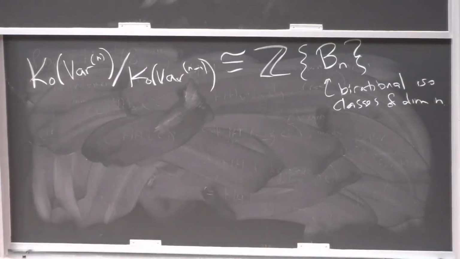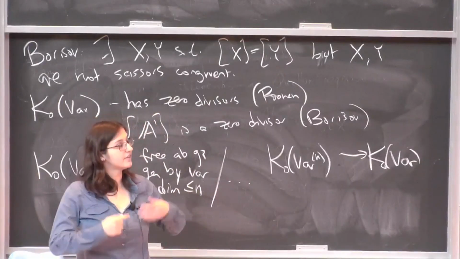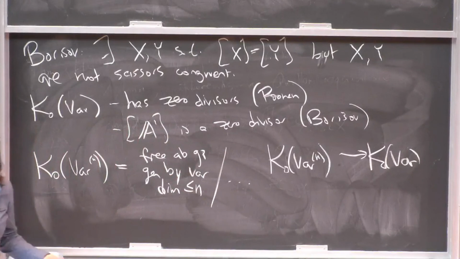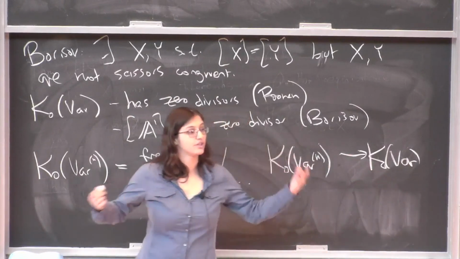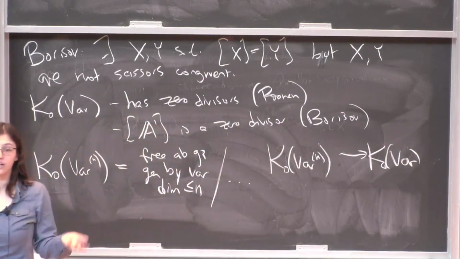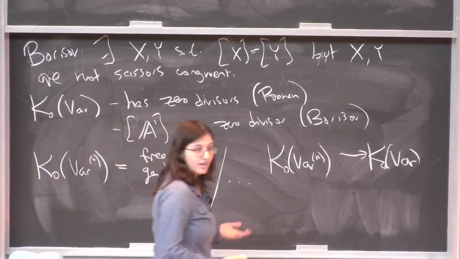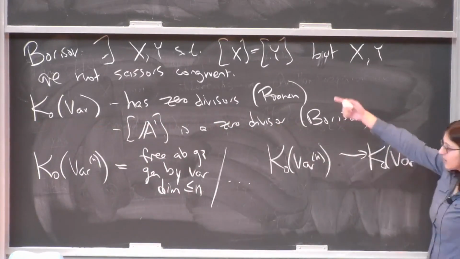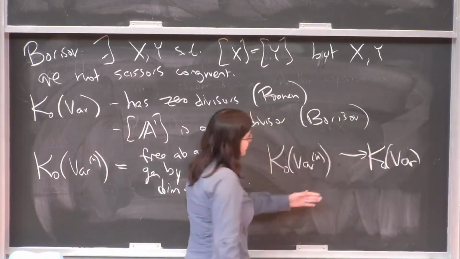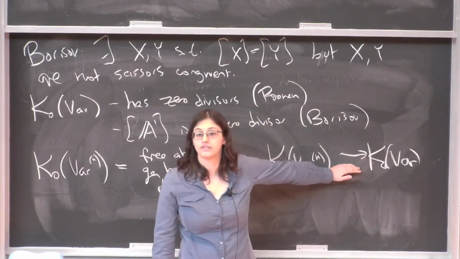So if we knew that this was an injection, then we'd be able to say, oh, well, this gives us a complete associated graded to this filtration. Like, this would mean that this gives you a filtration on K0 var. We have an associated graded. It's free. This tells us a lot of information about the ring itself. Now, unfortunately, what Borisov's result means is that this is not injective.